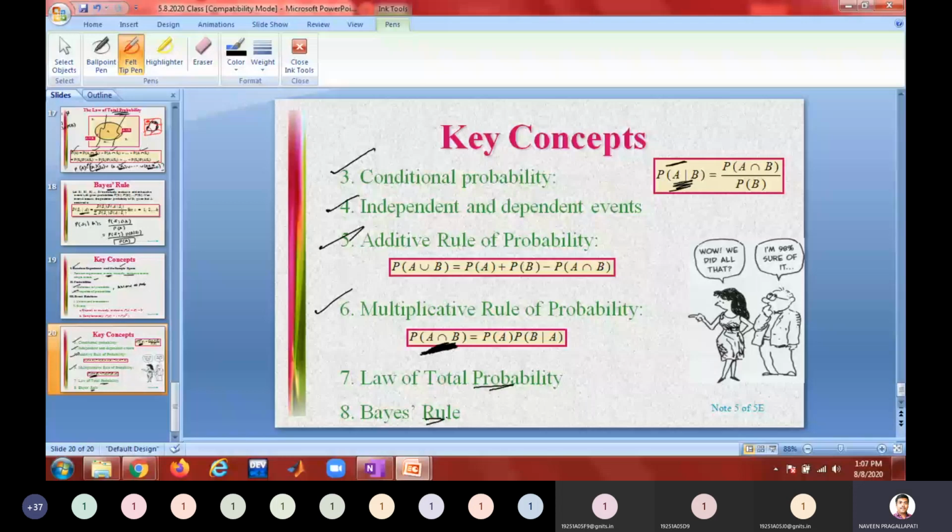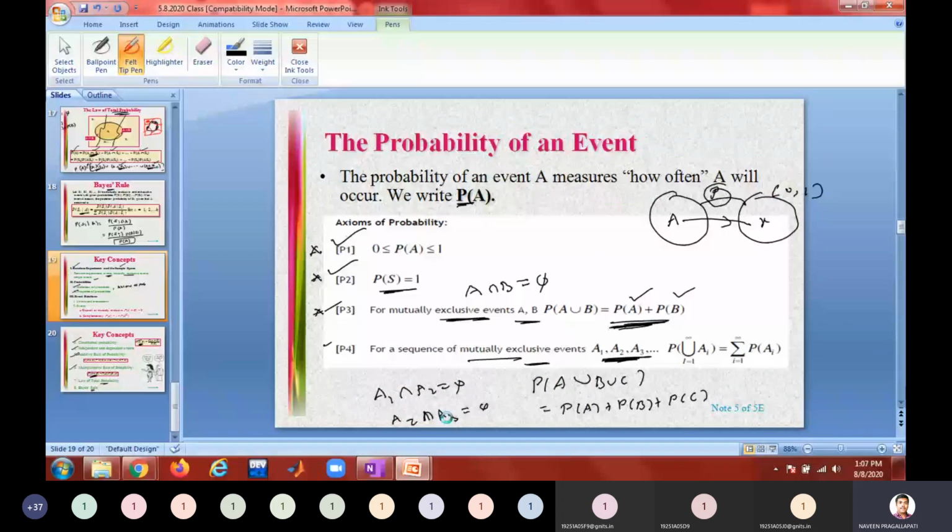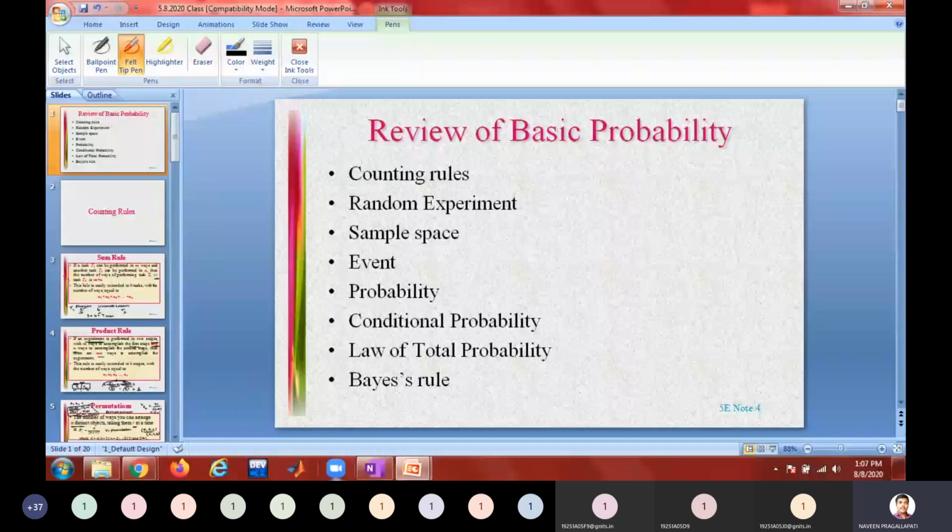By this evening, I will be sending you the problem sheet on basic probability. You try to solve the problems given in the problem sheet. From Monday onwards, I will start the first topic of Unit 1. Is it clear? Yes, sir. Thank you. I will share the notes as well as the problem set by this evening.